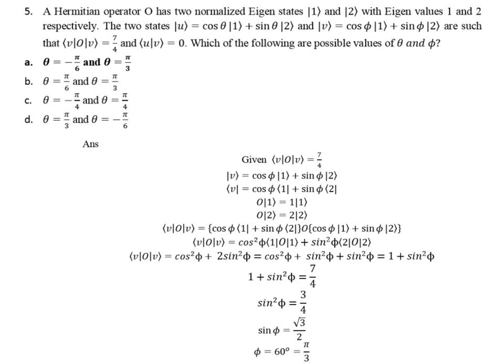So it results in cos square phi into 1 plus sin square phi into 2. So that gives cos square phi plus 2 sin square phi, since the second term will yield the eigenvalue 2. That is equal to cos square phi plus sin square phi plus sin square phi, which is equal to 1 plus sin square phi, and that should be equal to 7 by 4. So sin square phi equals 7 by 4 minus 1, that is 3 by 4. So sin phi is equal to root 3 by 2, and obviously phi equals 60 degrees, that is pi by 3.